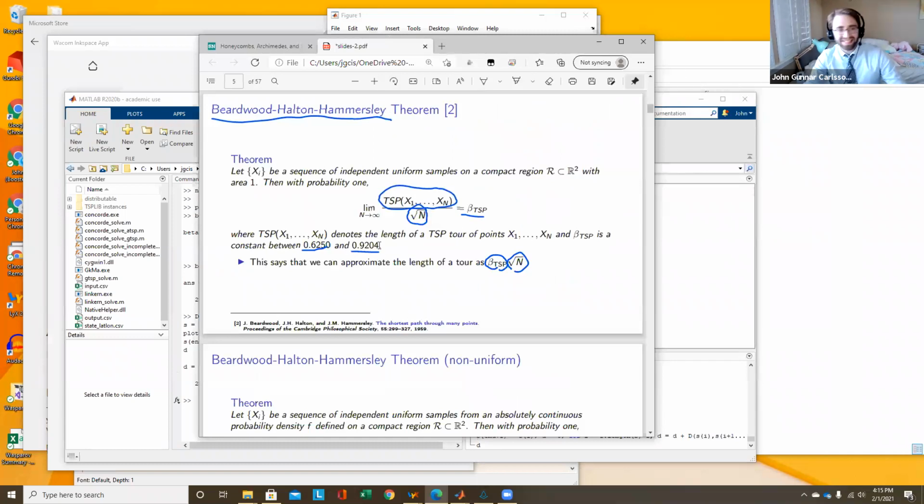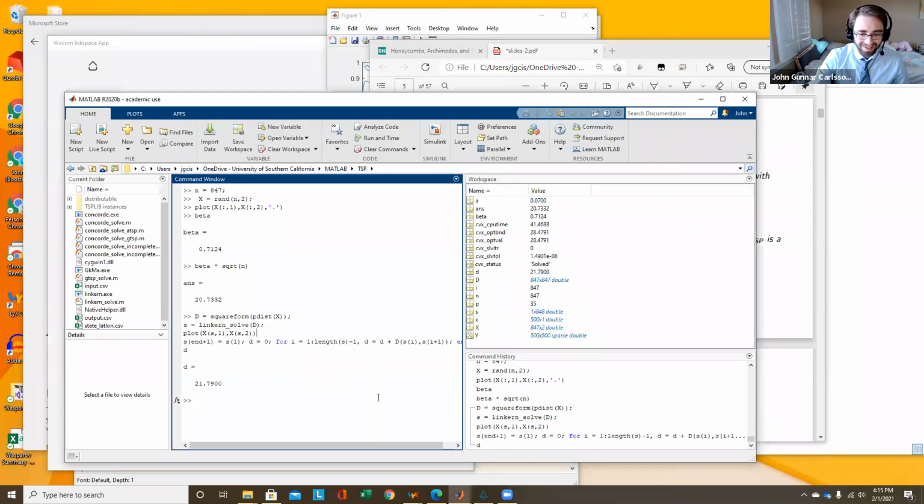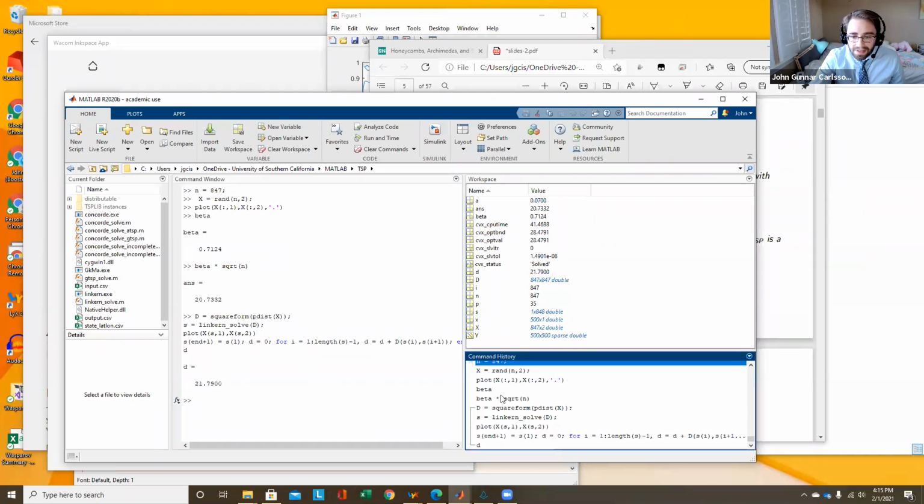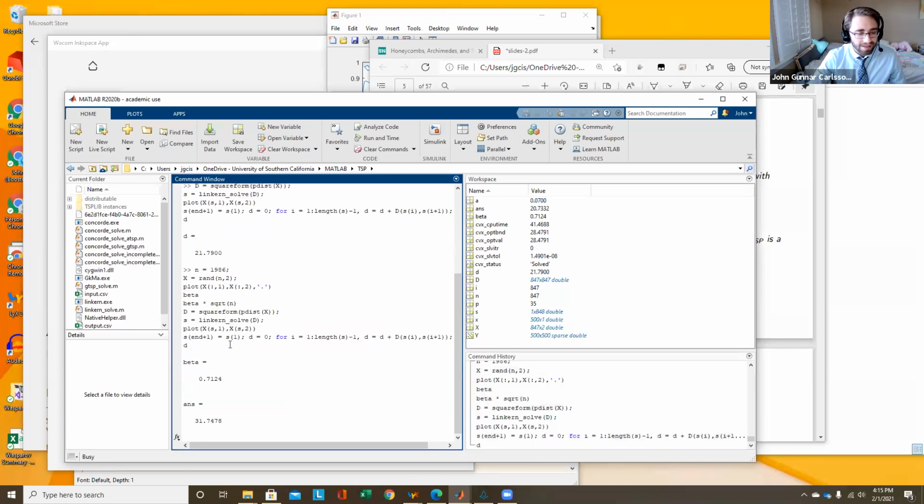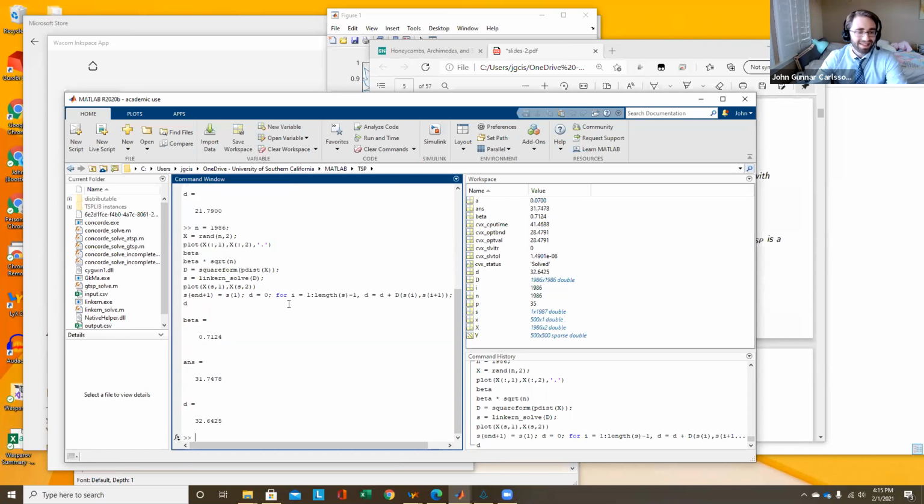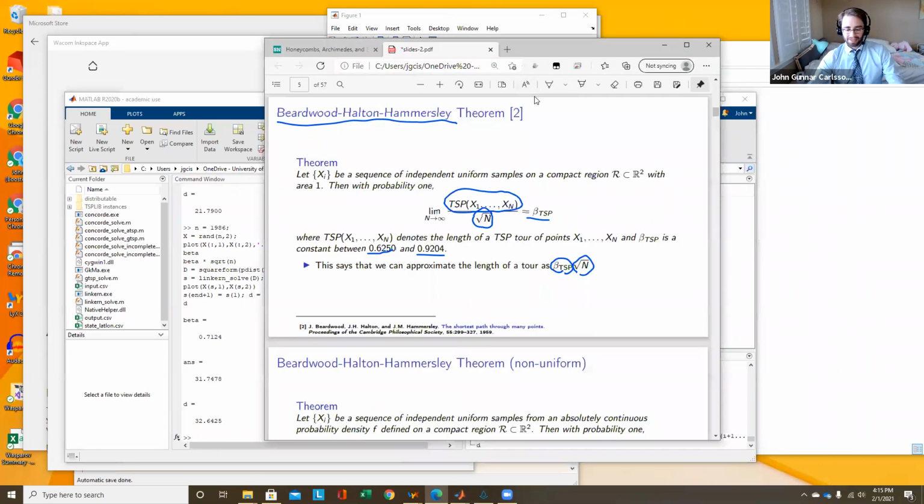Let's see, Aditya asked 1986. Let's do that too, just for fun, really quick. I'll do the exact same thing I just did. We'll do 1986. And the prediction is 31.74, and the length is 32.64. So again, pretty good. So that's the Beardwood-Halton-Hammersley theorem.